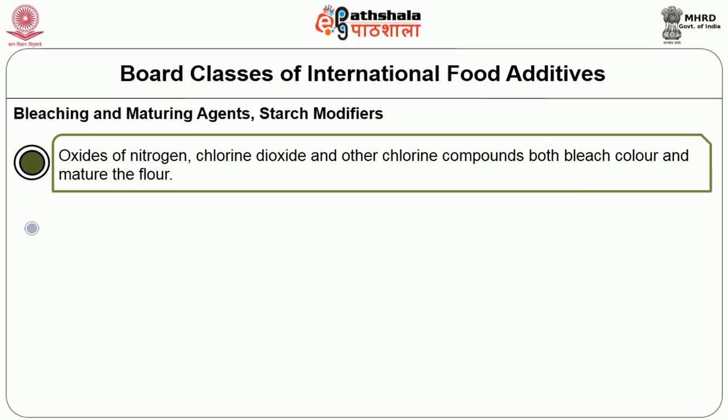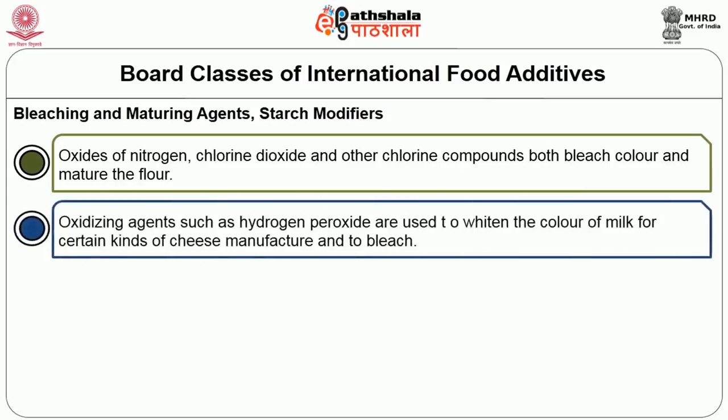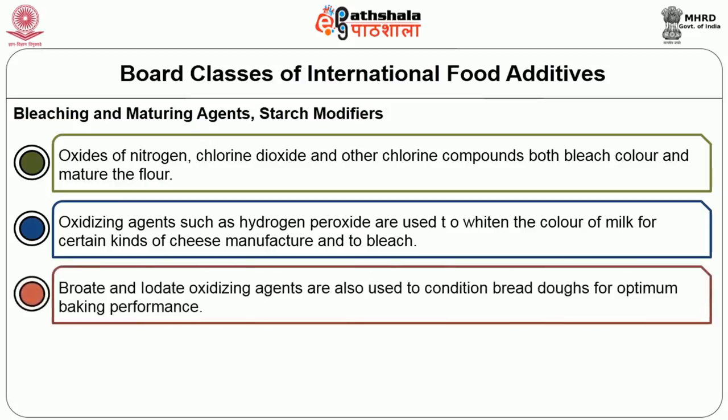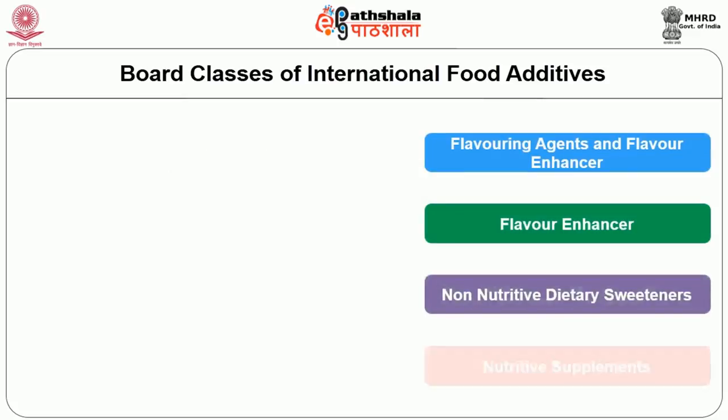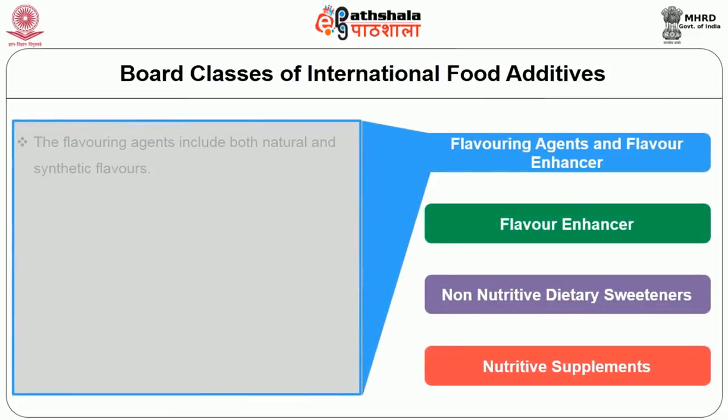Oxides of nitrogen, chlorine dioxide and other chlorine compounds both bleach the color and mature the flour. Oxidizing agents such as hydrogen peroxide are used to whiten the color of milk for certain kinds of cheese manufacture and to bleach. Borate and iodate oxidizing agents are also used to condition bread doughs for optimum baking performance. Starch modifiers include compounds such as sodium hypochlorite, which oxidizes starches to a higher degree of water solubility.